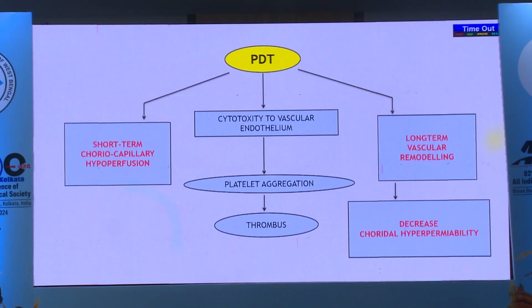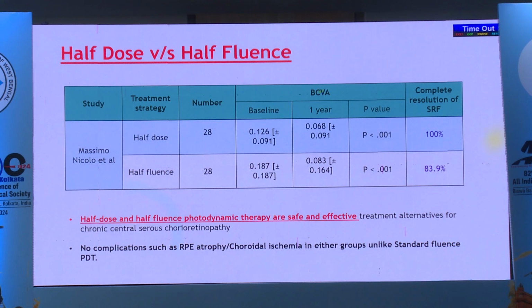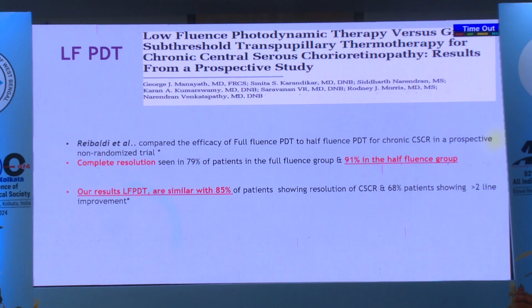Coming to the next entity for managing CSC, PDT is the gold standard for chronic CSR, where it causes long-term choroidal vascular remodeling and alters the disease progress once and for all. With a single sitting of treatment in chronic CSC, half dose or half fluence have shown equal efficacy. We have also shown, similar to the West, 90% resolution in really chronic cases, more than 4 to 6 months of diffuse RPE disease.